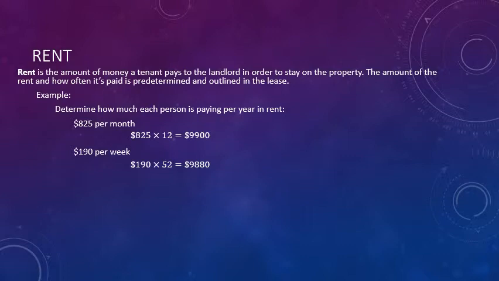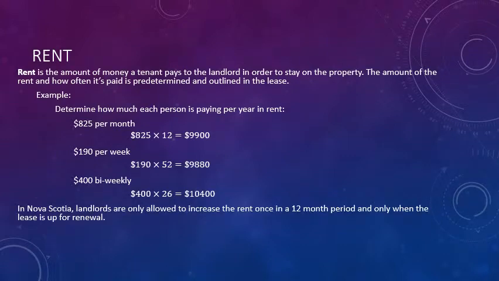And some people pay rent bi-weekly. So this person pays $400 bi-weekly, which means every 2 weeks. So we would do 400 times 26, because there's 52 weeks in a year. So if you pay bi-weekly, you would pay 26 times. And this person would pay $10,400 in rent in the year.